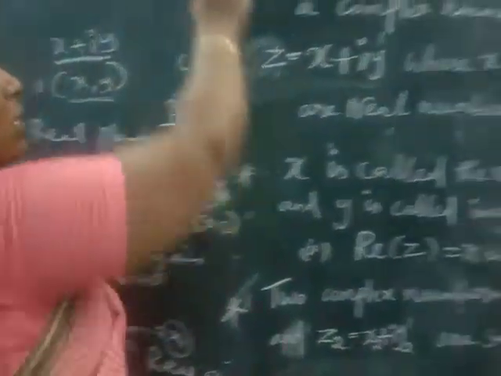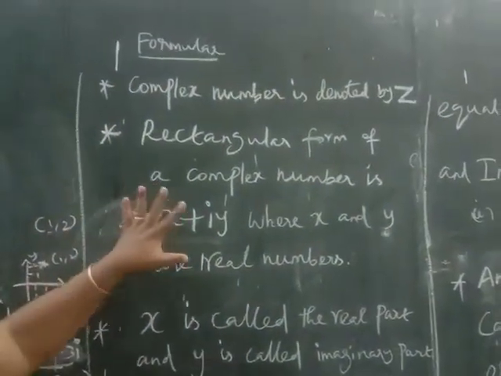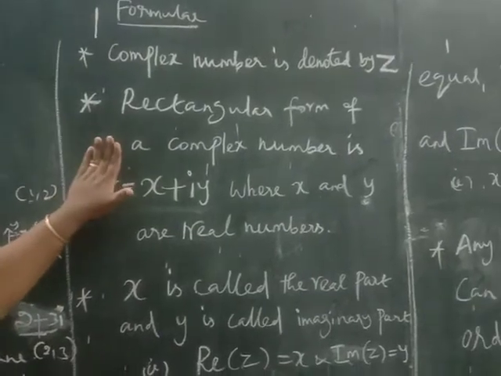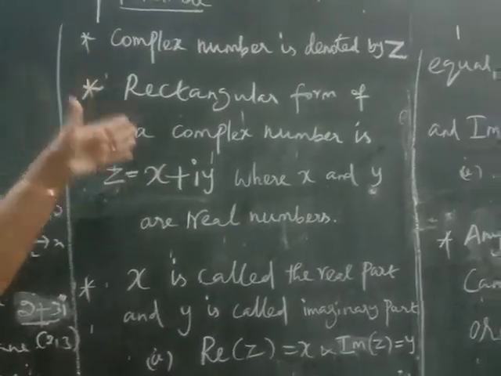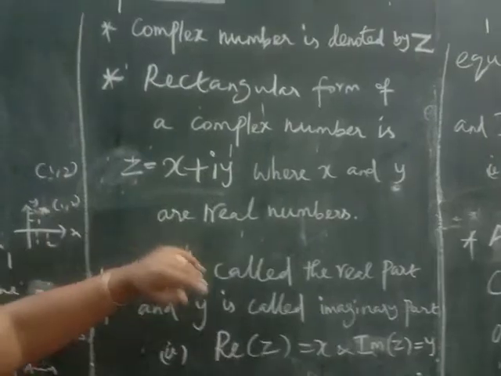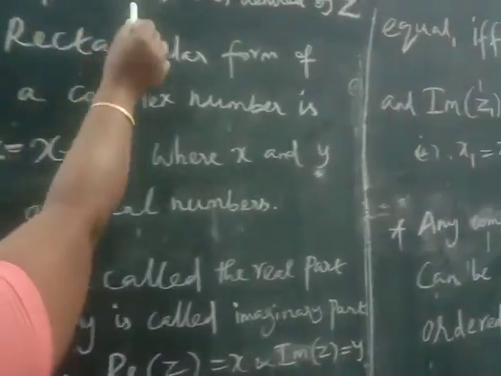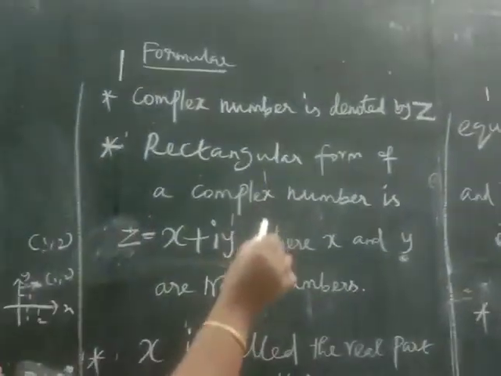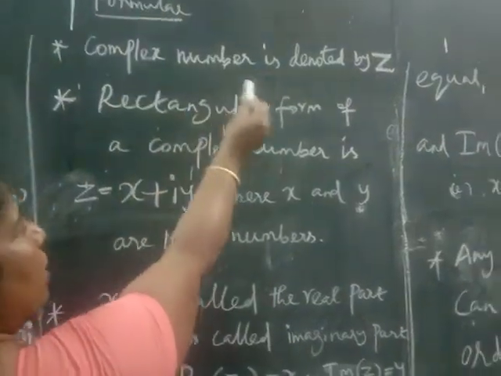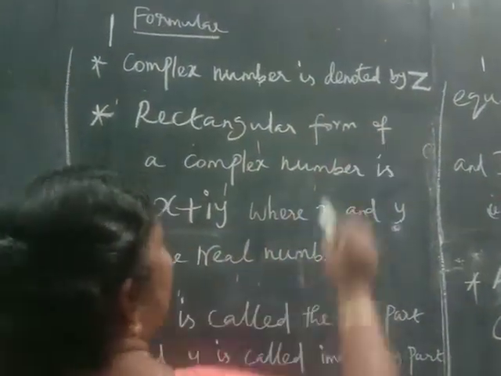Now children, you write all these things in your notebook. Copy down all these formulae and just memorize this. So a complex number is denoted by z.